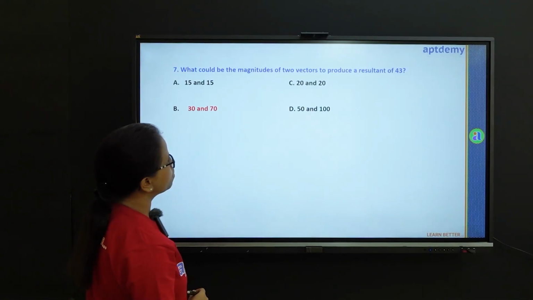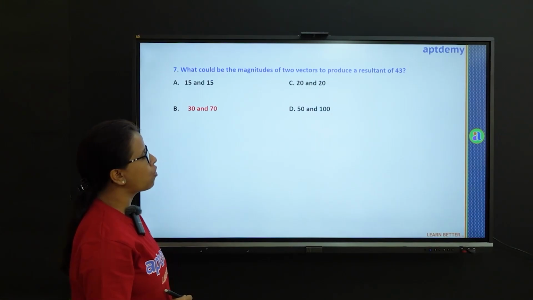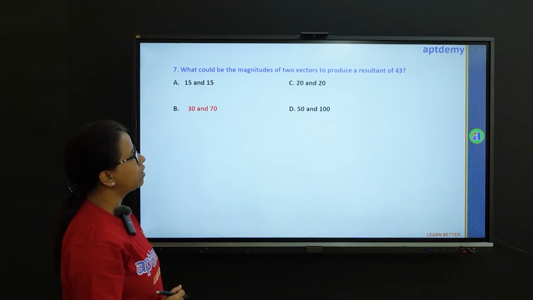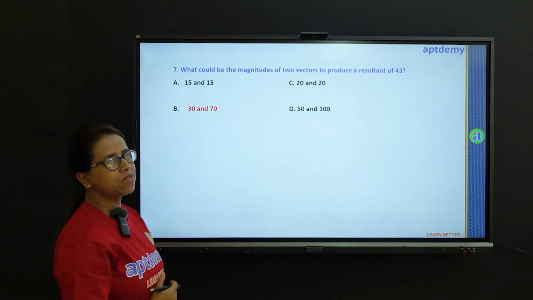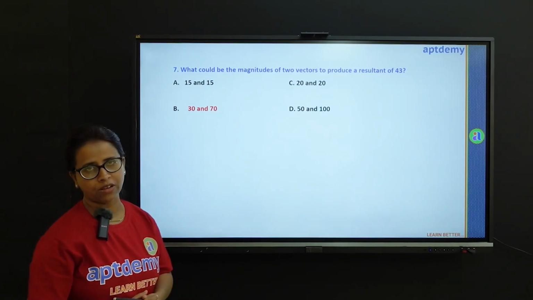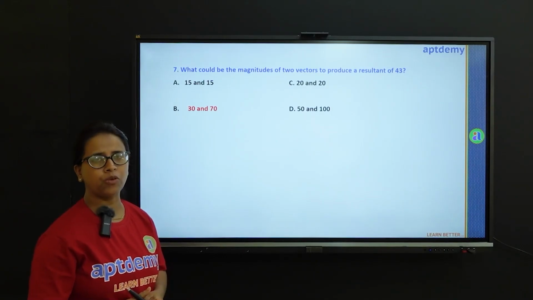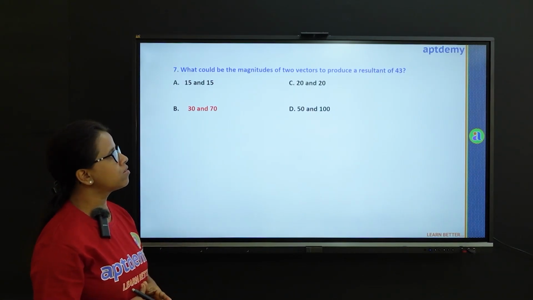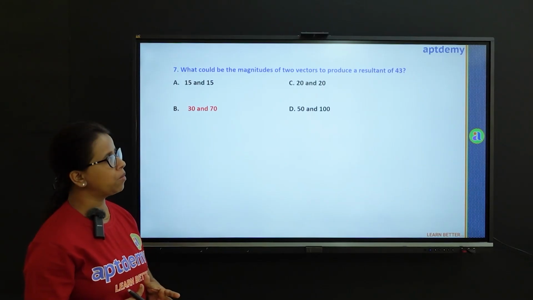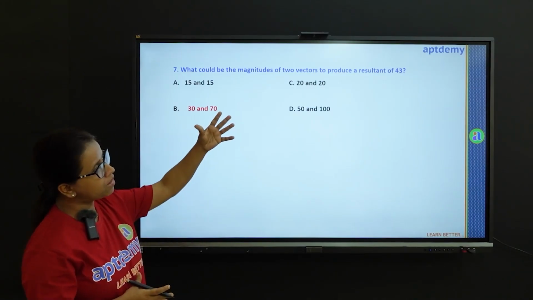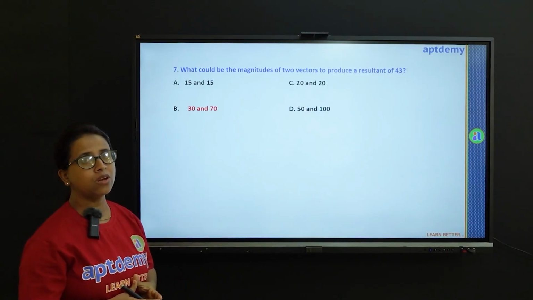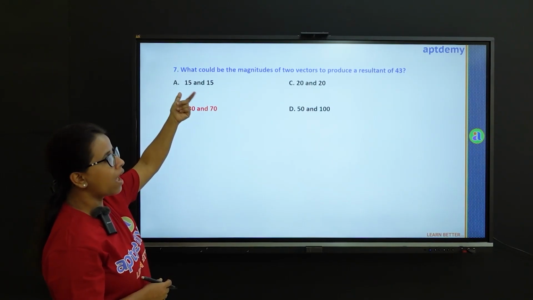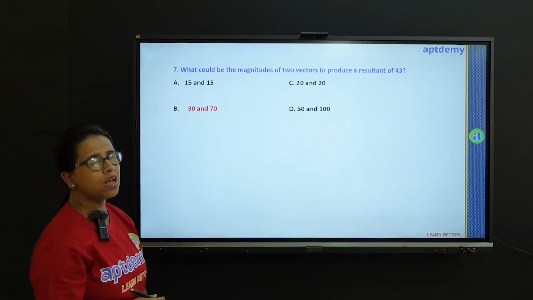What could be the magnitudes of two vectors to produce a resultant of 43? Another beautiful problem. Now, we had discussed one thing in theory, that the maximum resultant of two vectors is the sum of the two vectors, and the minimum resultant is the difference between the two vectors. So let us try and find out which combination of vectors will give us a maximum and a minimum, and whether the resultant given in the question falls in that range. So let's see what it comes up with for the first option.